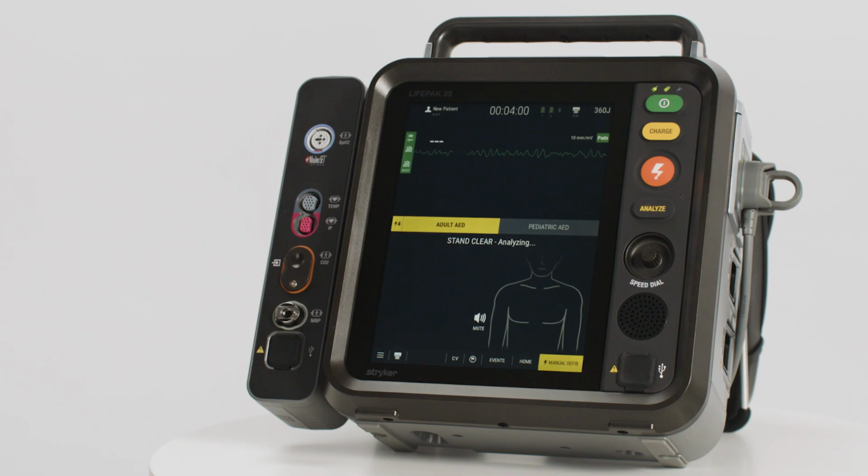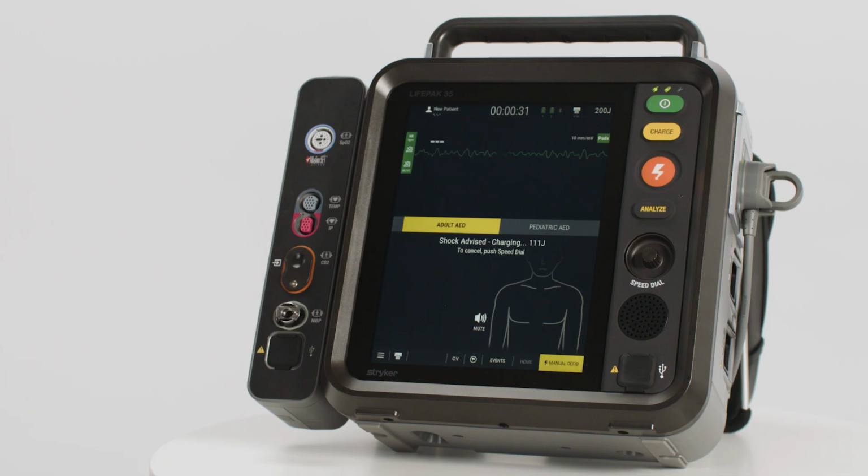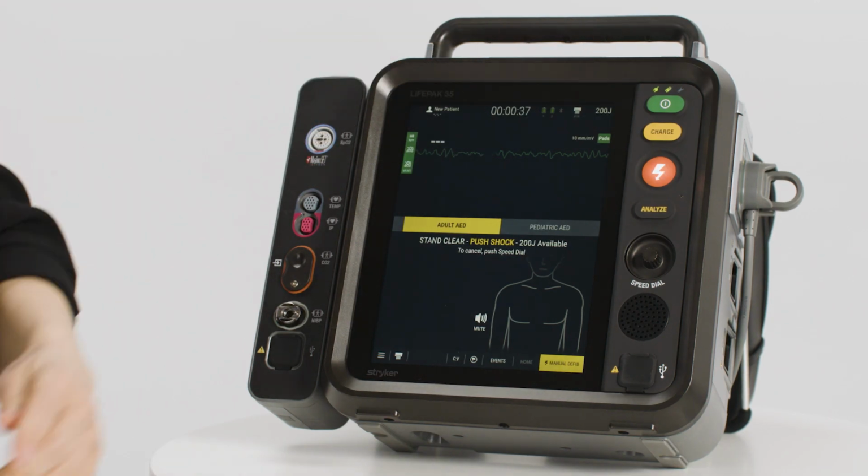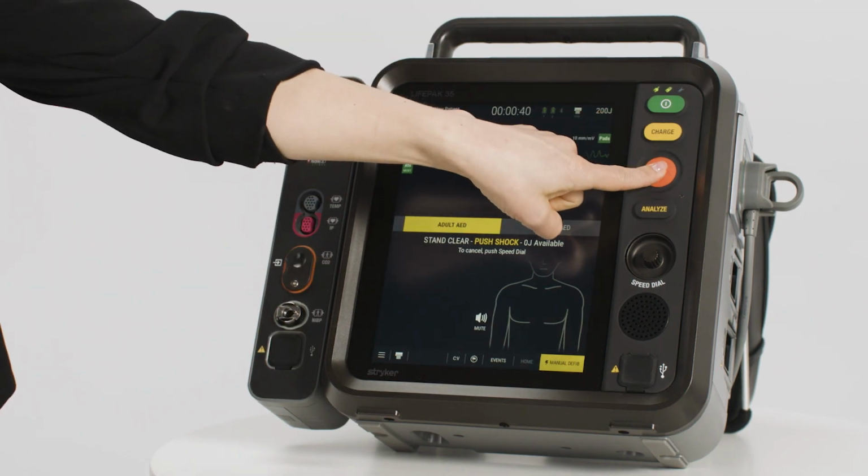Your LIFEPAK 35 may be configured with CPR Insight. When CPR Insight is enabled, the first analysis after entering AED mode is performed using the traditional shock advisory system. During SAS analysis, care providers must stand clear of the patient. Subsequent analyses are performed using CPR Insight during the last part of the CPR time. If the defibrillator detects a shockable rhythm using CPR Insight, the device will automatically pre-charge the device before the end of CPR time. This enables the shock to be ready to be delivered as soon as CPR ends.